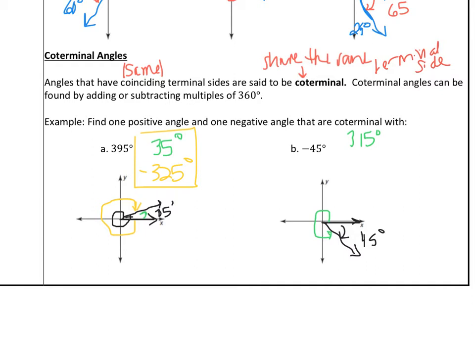The negative angle, so I already have negative 45. I would need to start at the x-axis and go all the way around 360 and then 45 degrees more. So I'm kind of like adding in a negative 360 to get negative 405. So there's my positive and my negative. Coterminal angles, so they all have the same terminal ray.